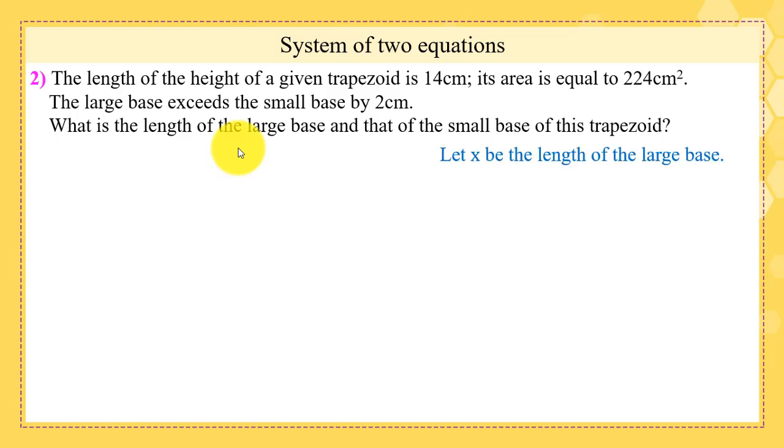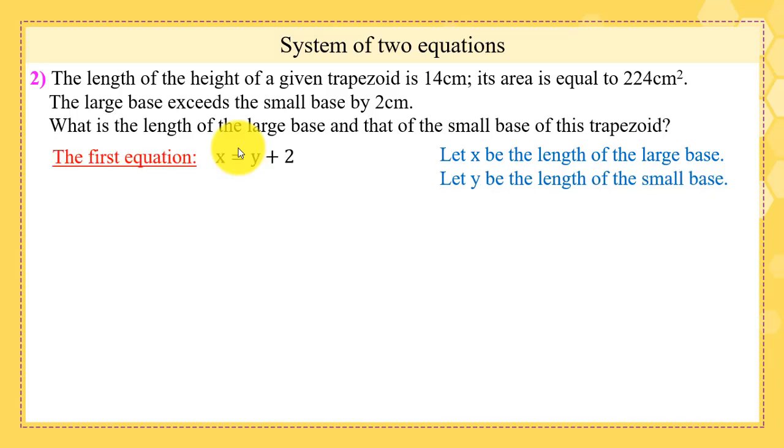To do that, let X be the length of the large base, let Y be the length of the small base. We start with the following statement. The large base exceeds the small base by 2. Then X equal to Y plus 2, so X minus Y equal to 2. In the second equation, we use the area is equal to 224 centimeters squared.